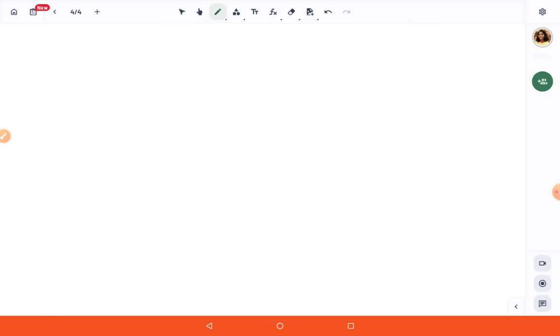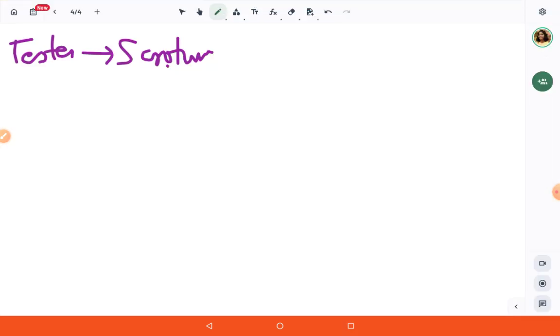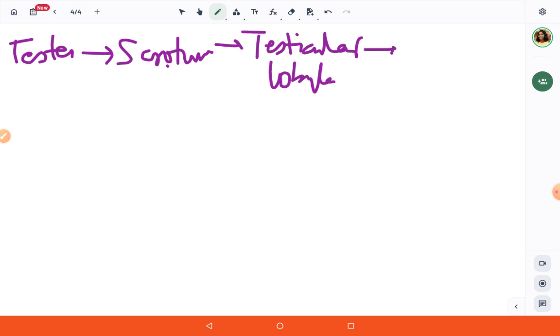So look, first what happens? From the testes, the sperm moves to the scrotum, we know that the scrotum is outside. Now what will happen? This will move to the testicular lobule. In the testicular lobule, what do we have? We have seminiferous tubules, right? And they are the sites of sperm formation.